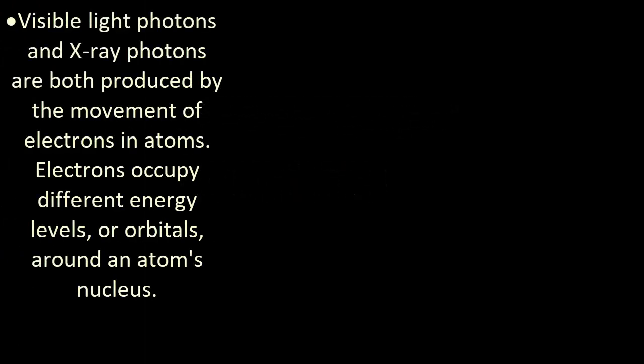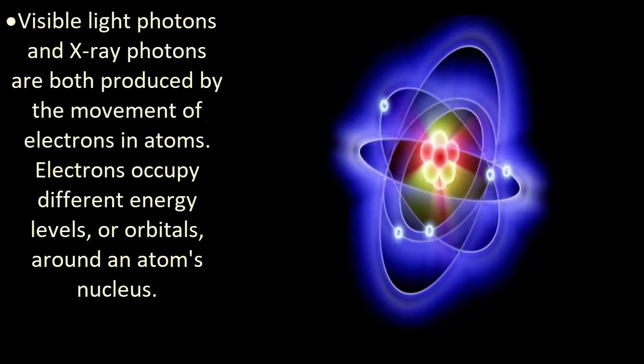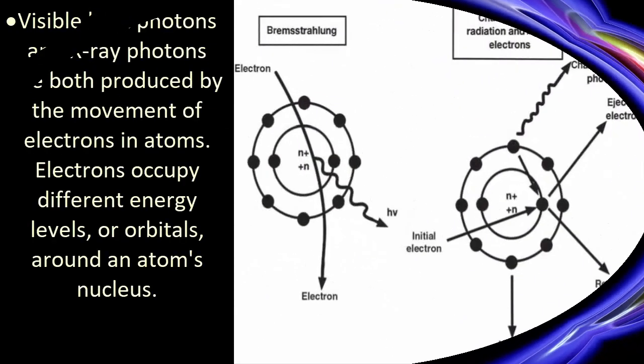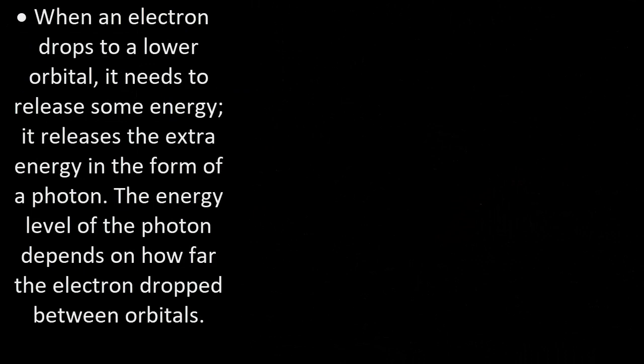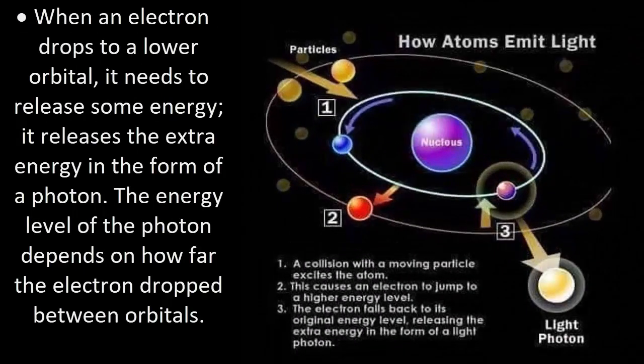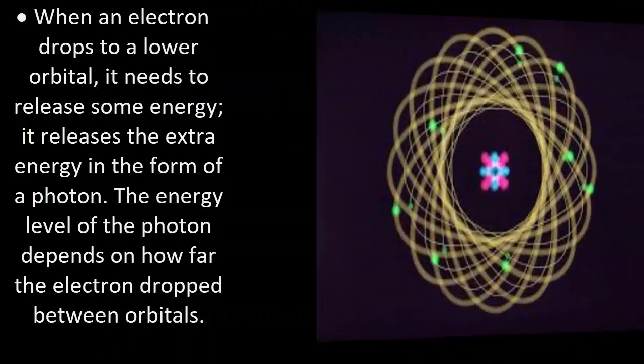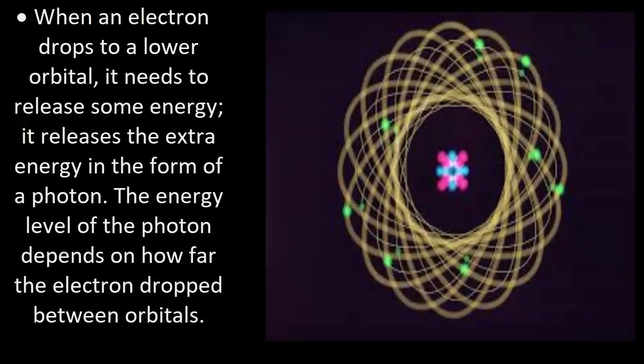Production of X-rays. Visible light photons and X-ray photons are both produced by the movement of electrons in atoms. Electrons occupy different energy levels, or orbitals, around an atom's nucleus. When an electron drops to a lower orbital, it needs to release some energy. It releases the extra energy in the form of a photon. The energy level of the photon depends on how far the electron dropped between orbitals.